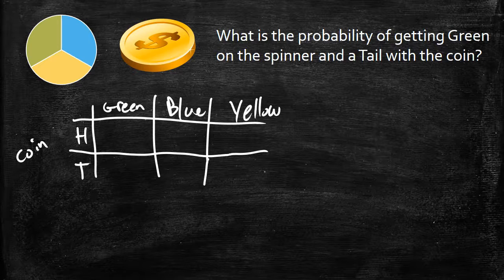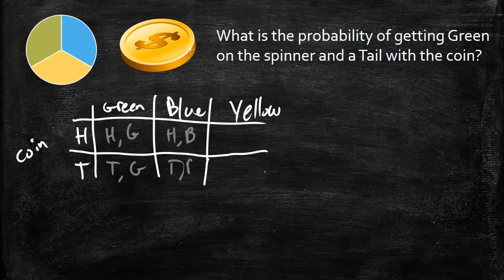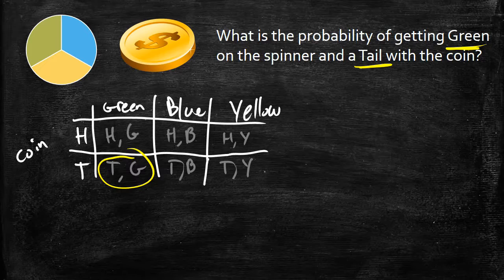If I start to look at my results, I can get a head or a green. I can get a tail or a green, get a head or a blue, a tail or a blue, a head with a yellow, and a tail with a yellow. So just looking at this, I can figure out really quickly just exactly my probability of getting a green and a tails, and I can see that right here, a green tails, and it's a 1 over a 6 here because I got 6 possible outcomes.